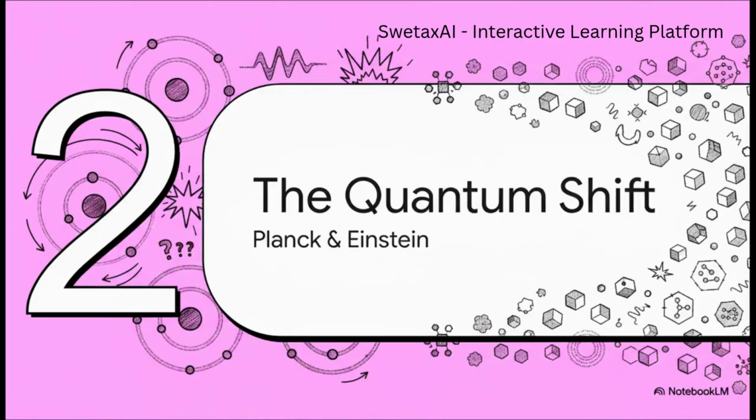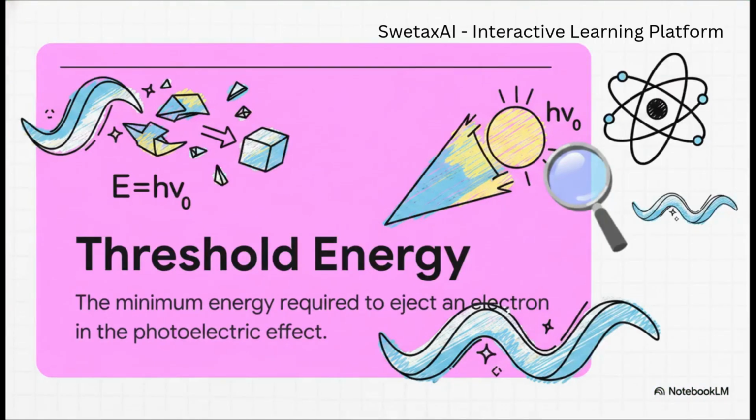Which brings us to section 2, enter the quantum world. So Max Planck steps up and theorizes that energy isn't some continuous wave. It's actually delivered in these discrete little packets called quanta. His formula is E equals h nu, where energy is proportional to frequency multiplied by Planck's constant.